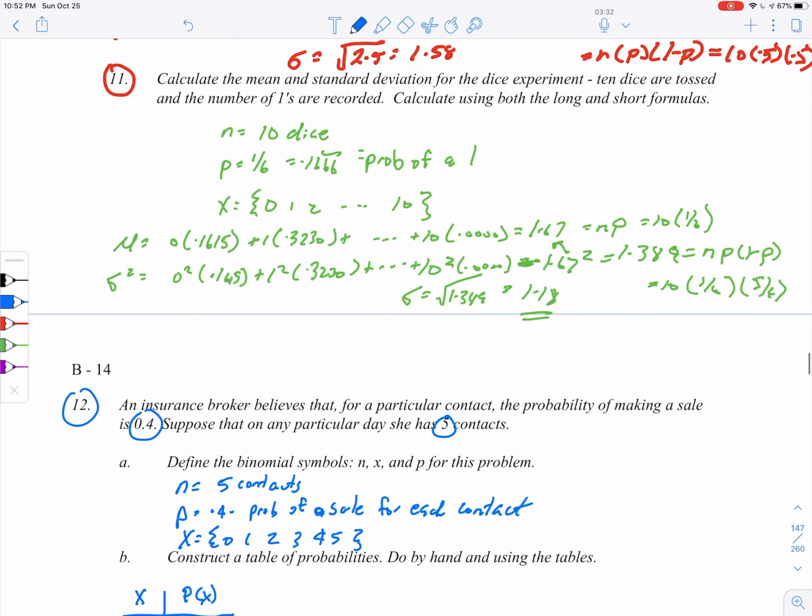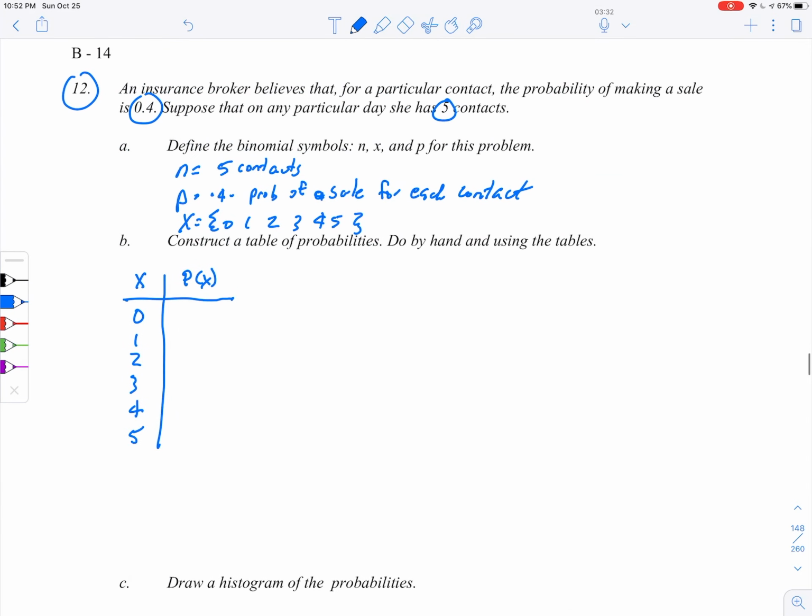So let's go back to where we were. And so that first one there was 0.0778, and then 0.2592. And these just came from the table. 0.3456, 0.2304, 0.0768, and 0.0102. If you add all these up, they have to add up to 1, or 100%.